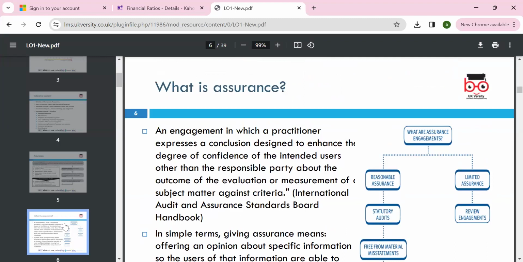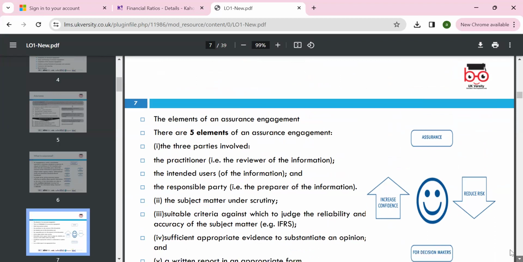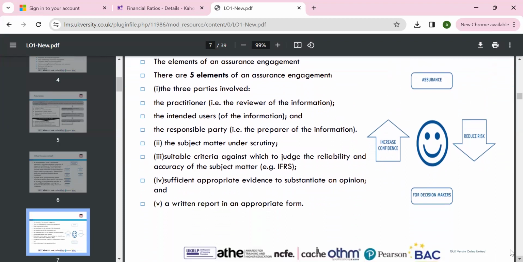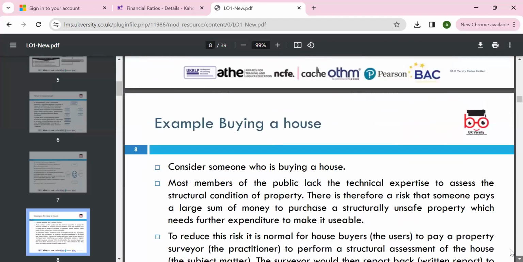Let's please move to the next. Okay. So there are the five elements of assurance: the practitioner, who reviews the information; the intended user of the information; the responsible party, who prepares it and which we scrutinize; suitable criteria for the judgment in the light of different accounting standards and the law; and sufficient appropriate evidence to substantiate an opinion and written report, which we can look around.